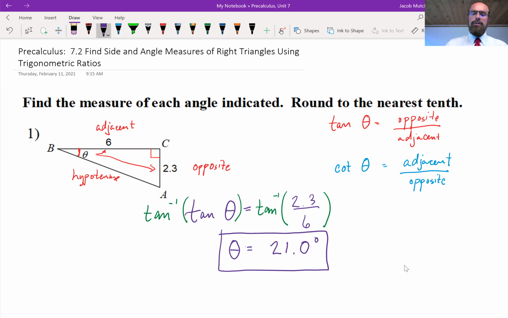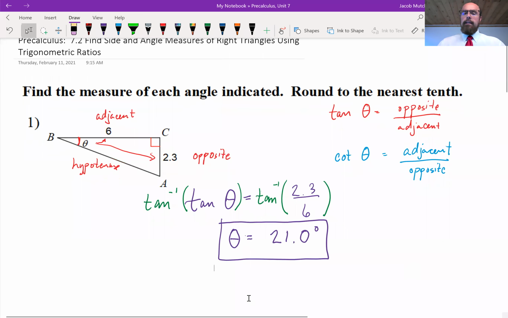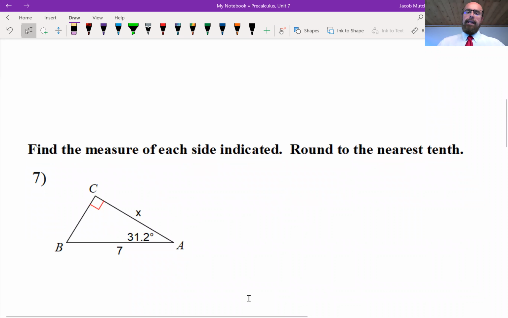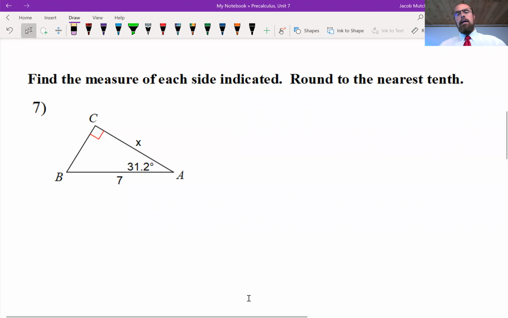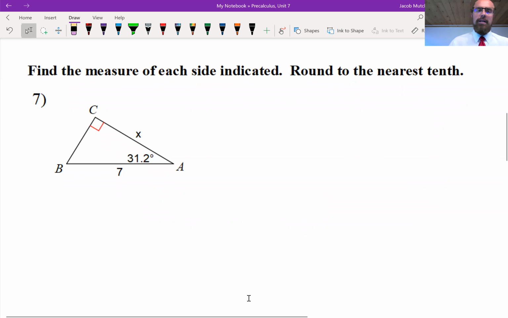So we can use the trigonometric ratios, specifically the inverse trig ratios, to find an angle measure if I have a couple of the side lengths in a right triangle. Let's take a look at a second example where we're looking not for an angle, but for a side. Notice on this example number 7, I'm looking for the measurement of side AC. I want to round to the nearest tenth.